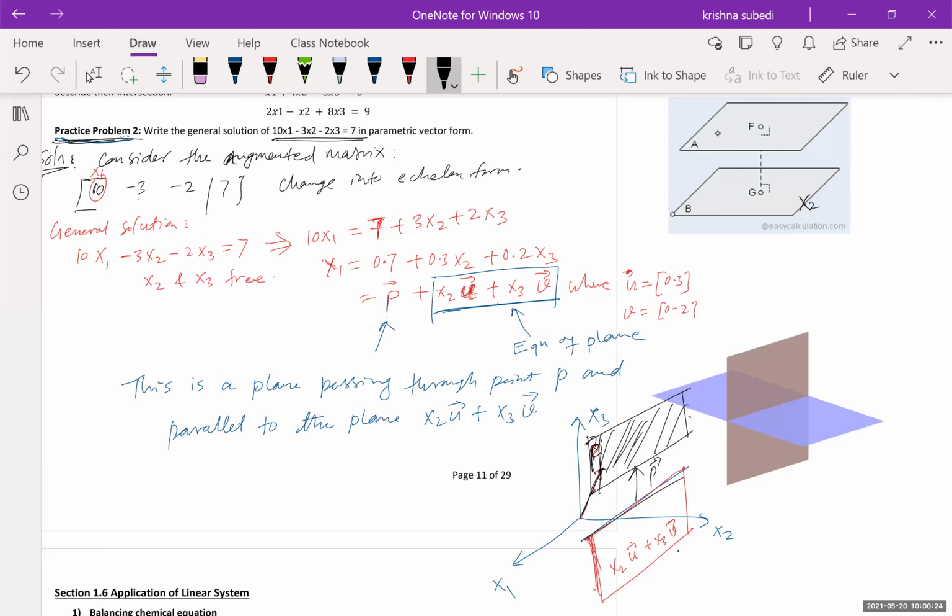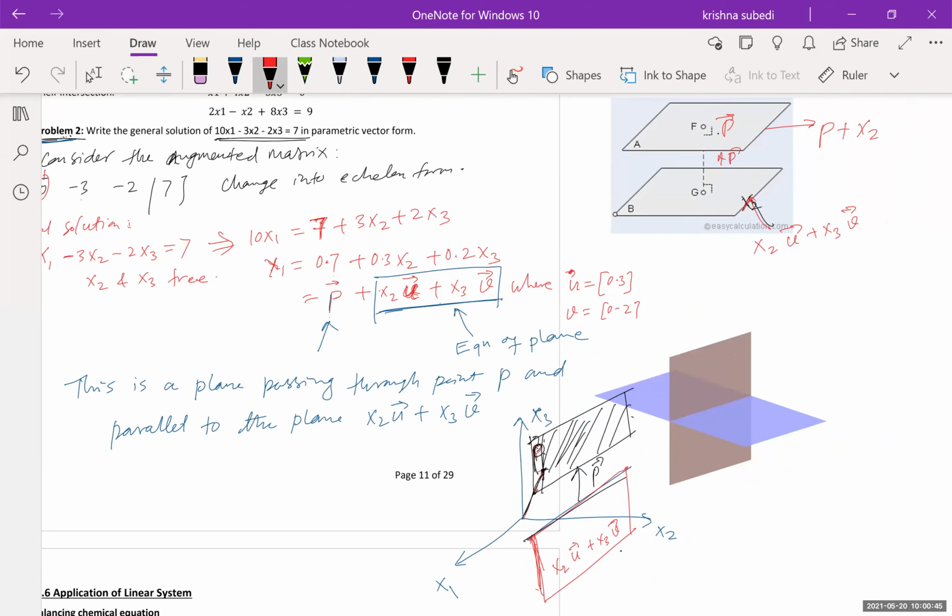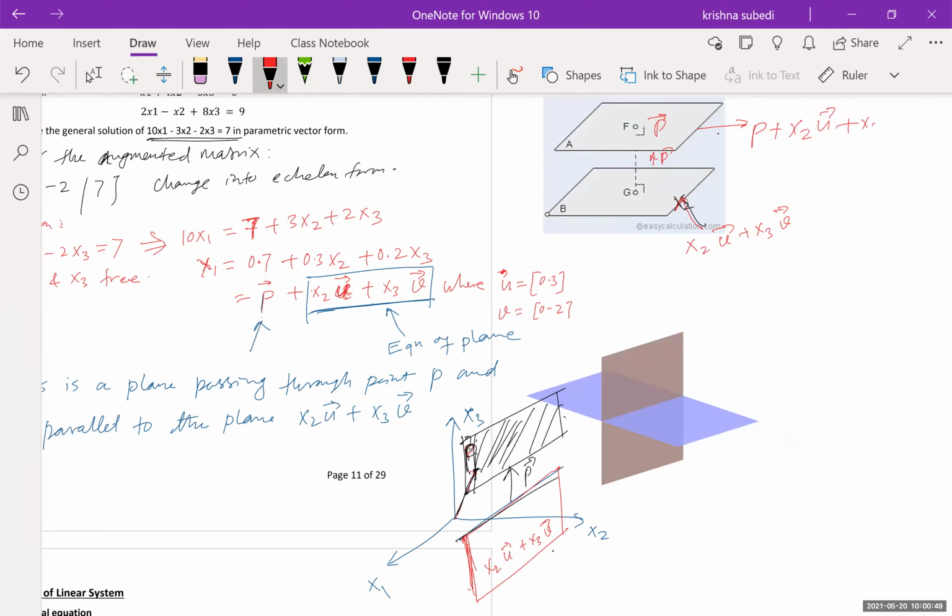So another example would be this. Let's say the equation of this plane is x2u plus x3v, and then it's shifted by P units. So P is somewhere here, and so this one will be P plus x2u plus x3v. It just shifted by P units. That's it.